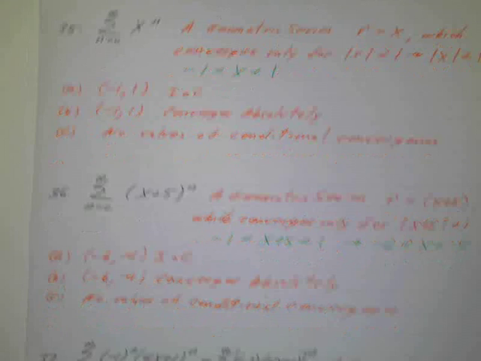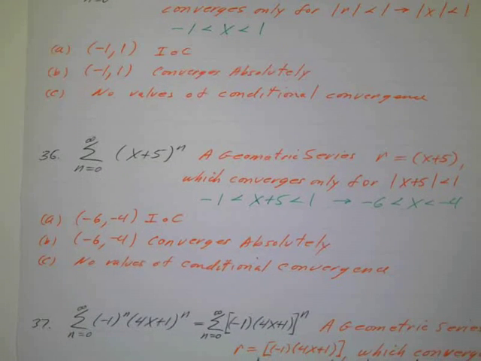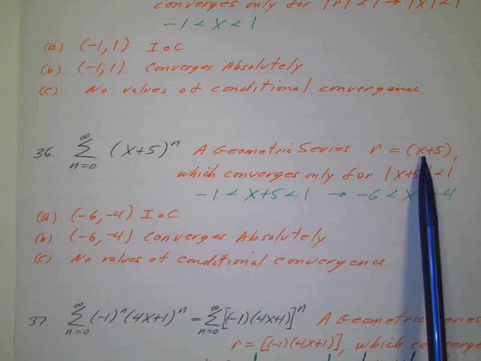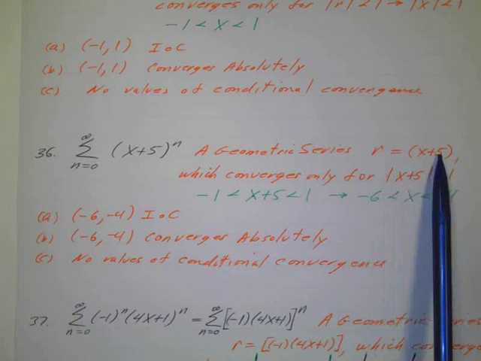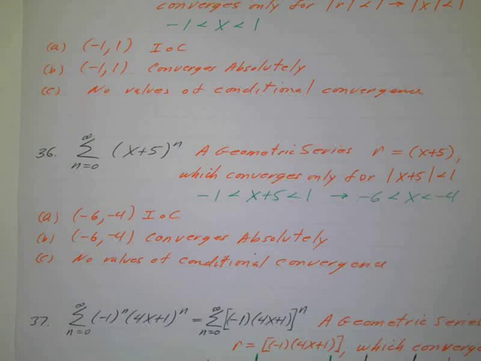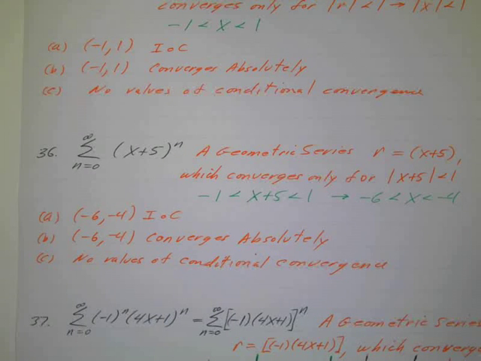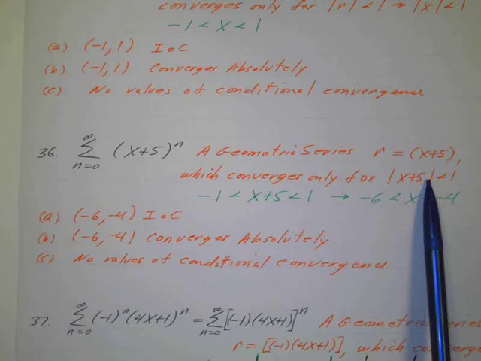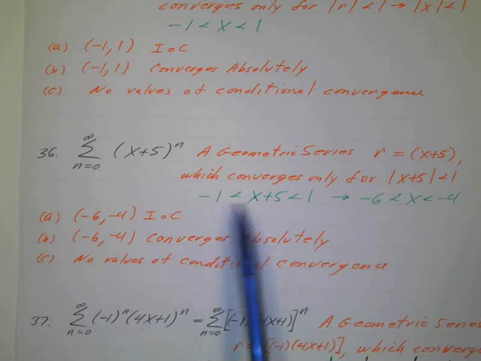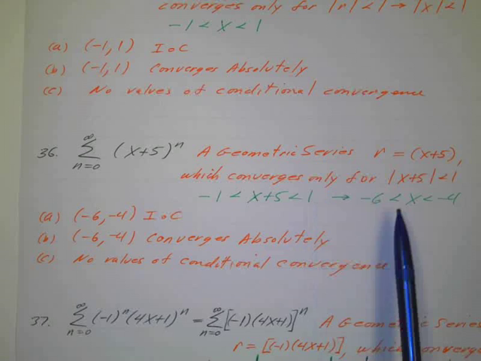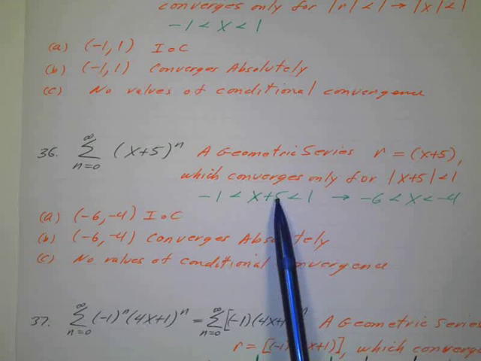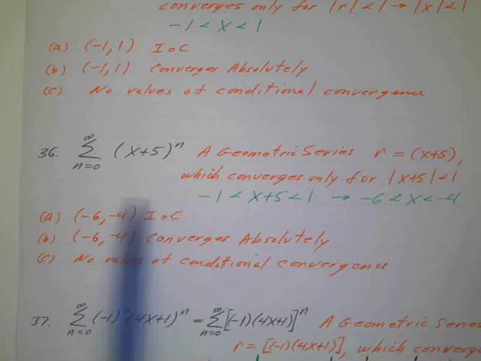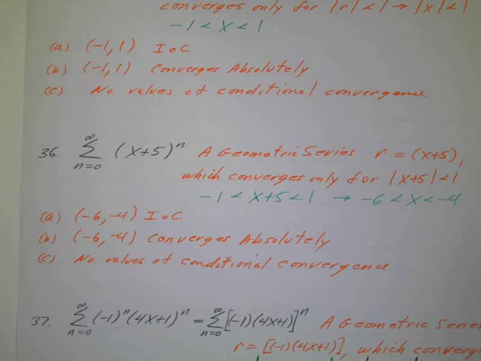Okay, number 36. This is also a geometric series. The ratio is x plus 5, because we keep raising it to the nth power, so we just keep multiplying by another factor of x plus 5. And that converges only for the absolute value of that ratio less than 1, or -1 less than x plus 5 less than 1. If I subtract 5 from both sides, I get -6 and -4. So this is my interval of convergence.